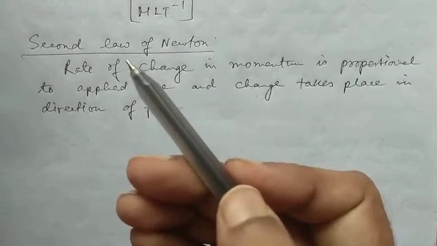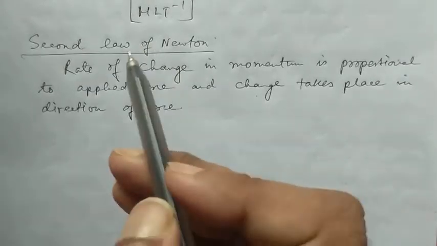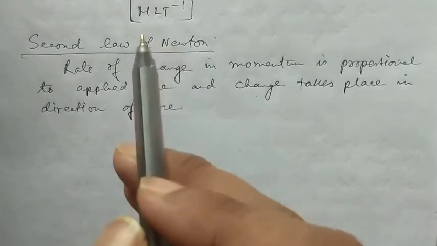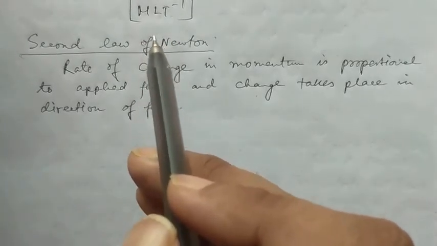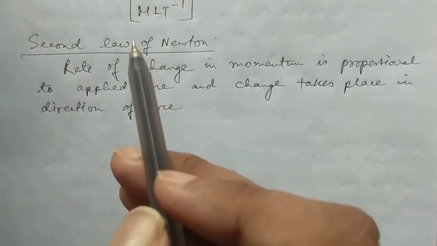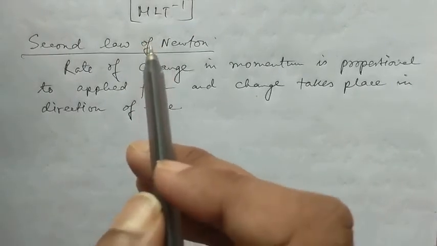Larger the force acting on a body, greater is the change in its momentum. Since change in momentum is equal to the product of the mass and change in velocity, and the mass of the body remains constant, so the rate of change of momentum is directly proportional to the rate of change of velocity, that is acceleration. Now how do we prove it?